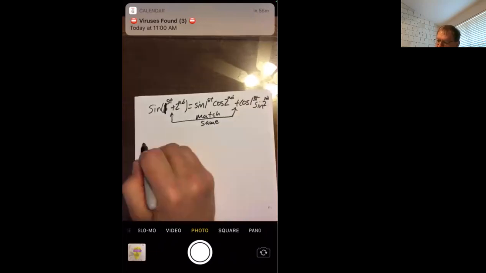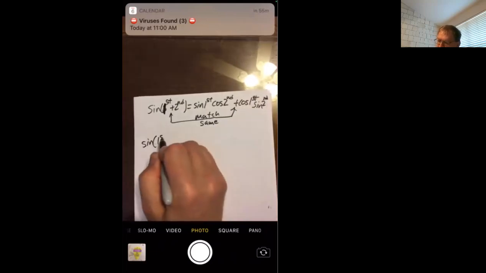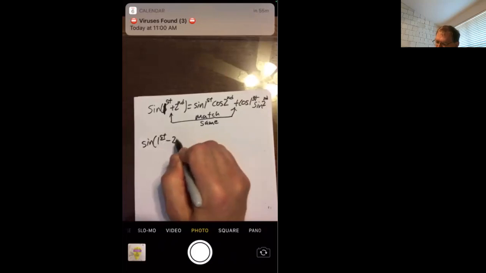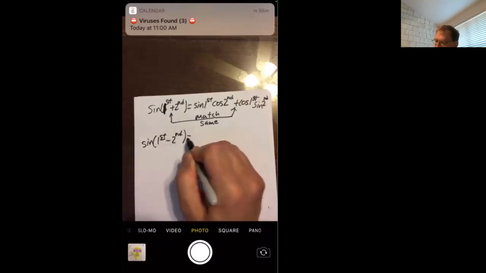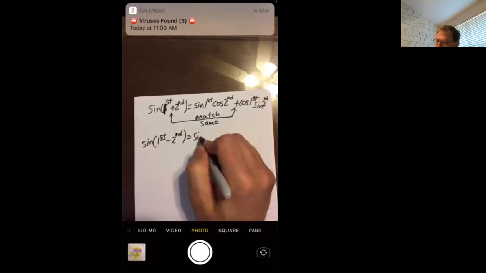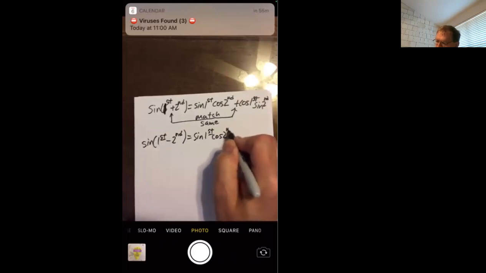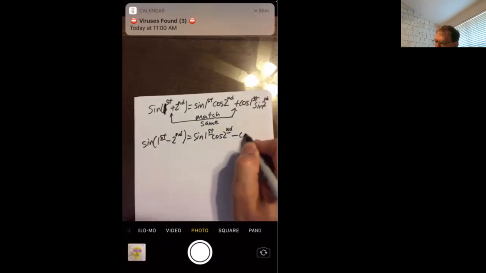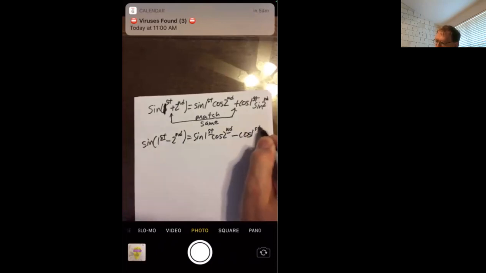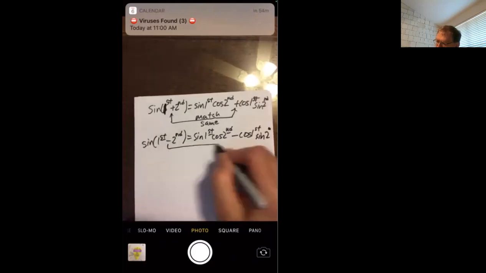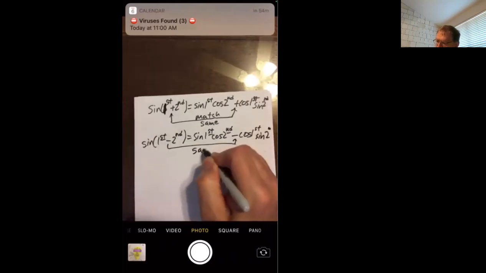So then when you do a sine of a first minus second, it's the same pattern. Sine first, cosine second, minus cosine first, sine second, and this, again, are the same.